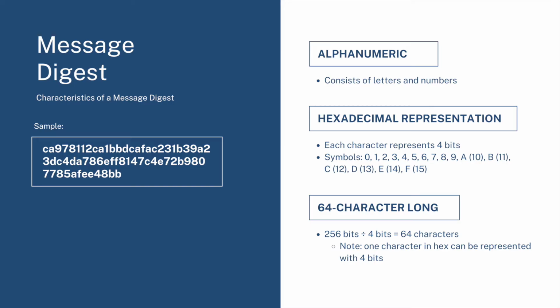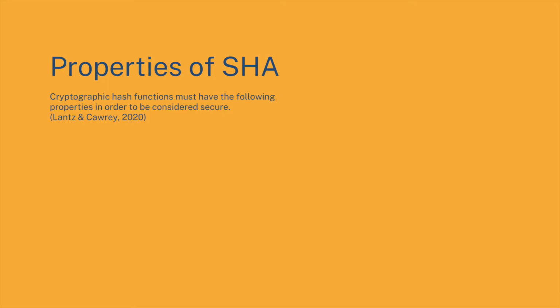You may be wondering why the number of characters is 64. Well, 1 byte is equal to 8 bits, and one character in hex can be represented using a total of 4 bits. Since the hash value is 256-bit long, 256 divided by 4 bits per character results to a total of 64 characters. The secure hash algorithm is considered a secure cryptographic hash function because of its following properties.